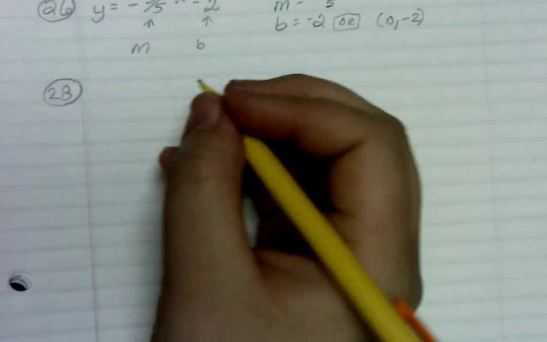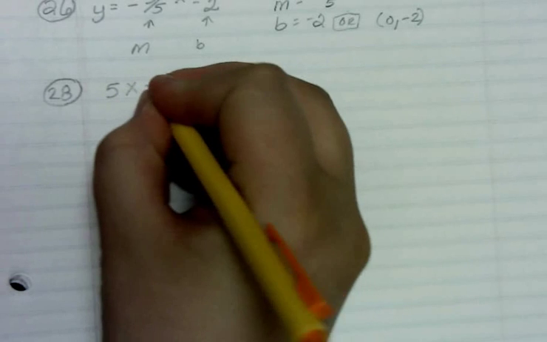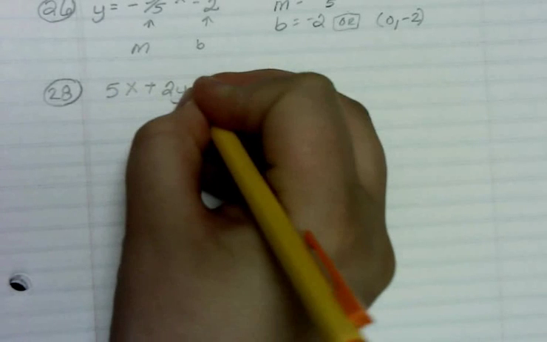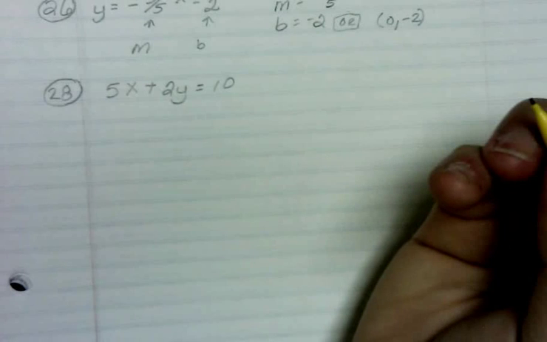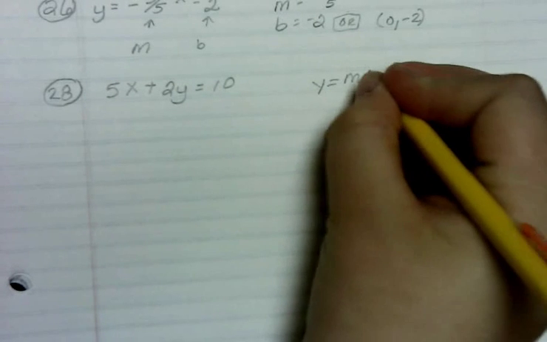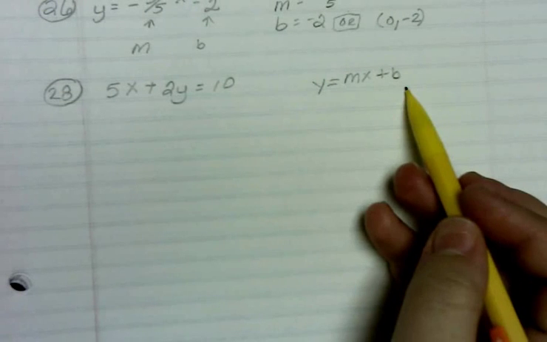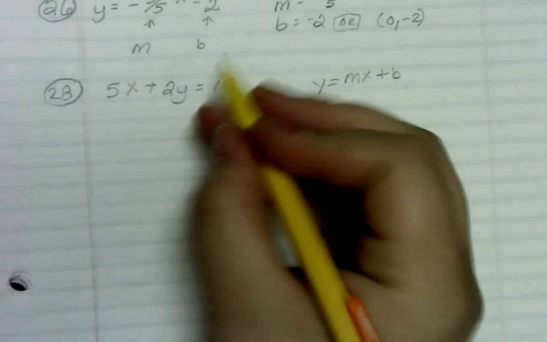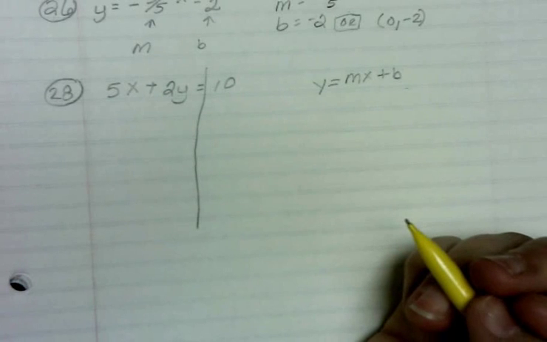So on number 28, we have 5x plus 2y equals 10. Remember, in order to figure out the slope and y-intercept, we have to have it in the form y equals mx plus b. So what we need to do is get the y by itself and have the x value first and then the number by itself second. I always teach y'all to draw a line through that equal sign so you know which side is which.